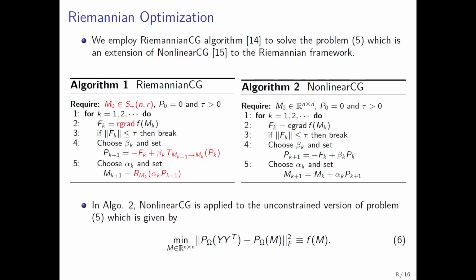In the initialization step, Riemannian CG requires a point on the manifold. In line 2, the Euclidean gradient of the objective function is replaced by its Riemannian gradient on the manifold. And due to the non-linearity of the Riemannian manifold, we invoke vector transport T to perform the vector addition in line 4. Similarly, to update the point on the manifold in line 5, we use retraction R at Mk to move along the manifold.